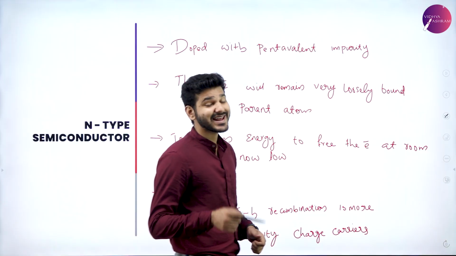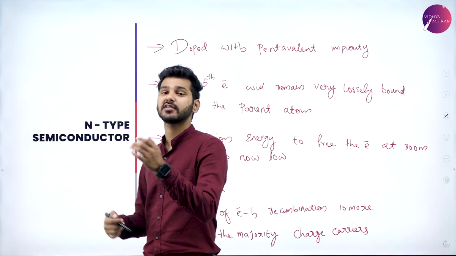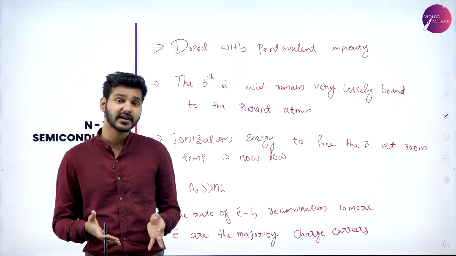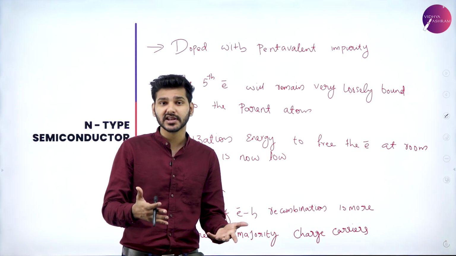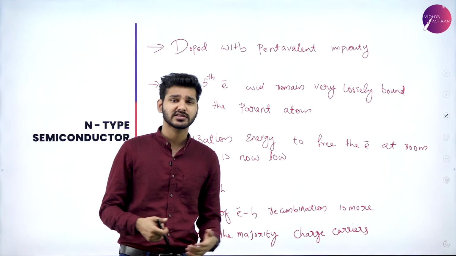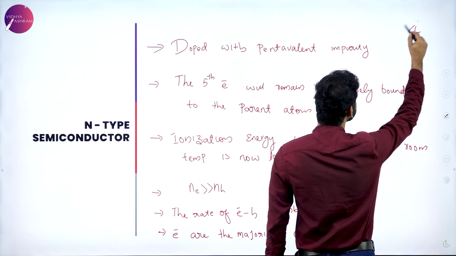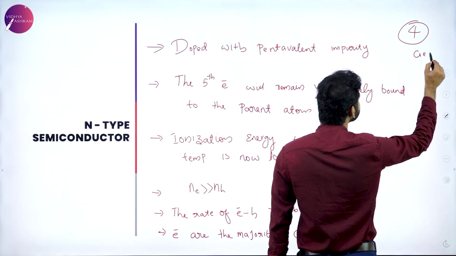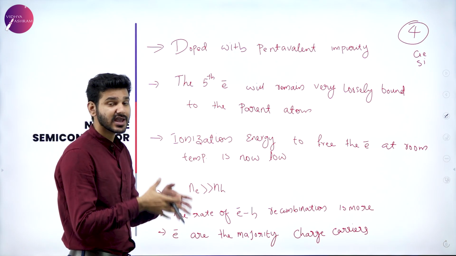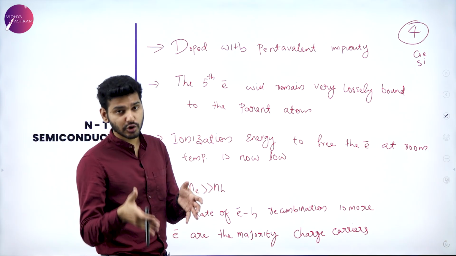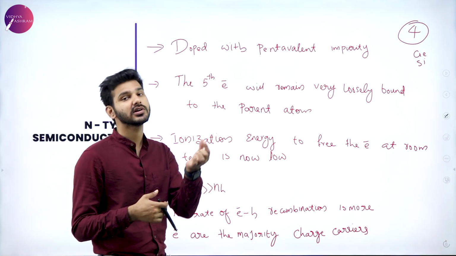So what is an N-type semiconductor? N-type means it is a negative type. For an atom to be negative, it should have an excess of electrons. And how can you achieve an excess of electrons in a semiconductor? Very simple. Since semiconductors are made of fourth group elements, that is germanium, silicon, and so on, if we dope them with a fifth group element, then we can achieve one extra electron in that particular structure.